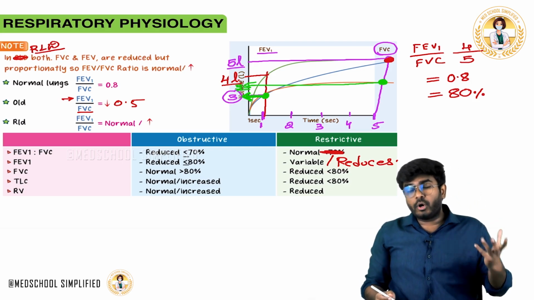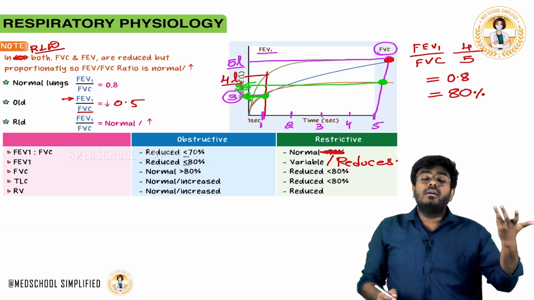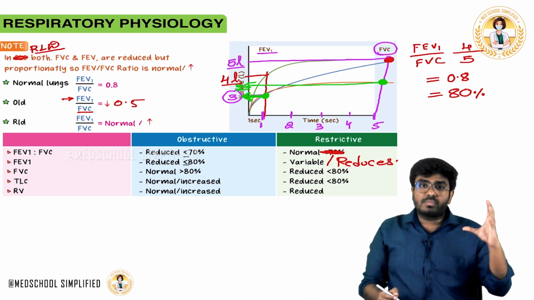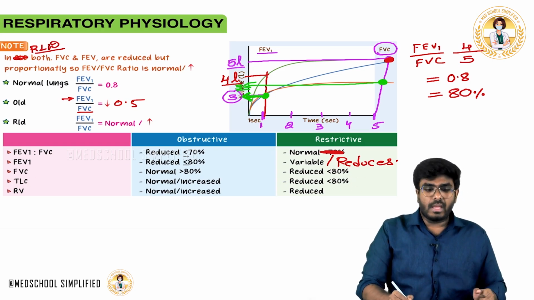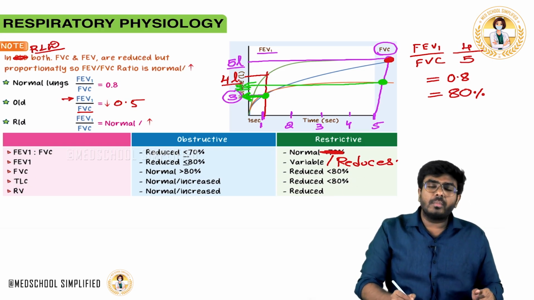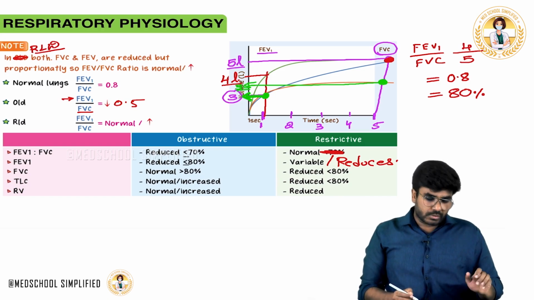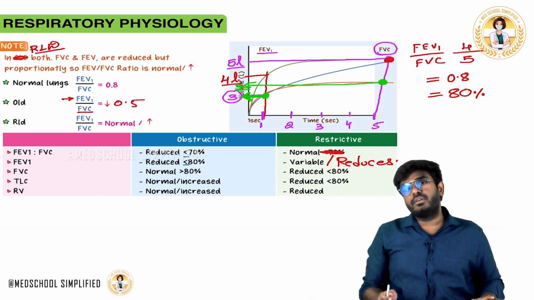In this fibrotic lung, restrictive lung disease, the lungs are fibrotic, so small lungs. So what happened to the total lung capacity? Total lung capacity is reduced. And what happened to the residual volume? Residual volume also decreases. So these are the changes which you will see in obstructive lung diseases and restrictive lung diseases.